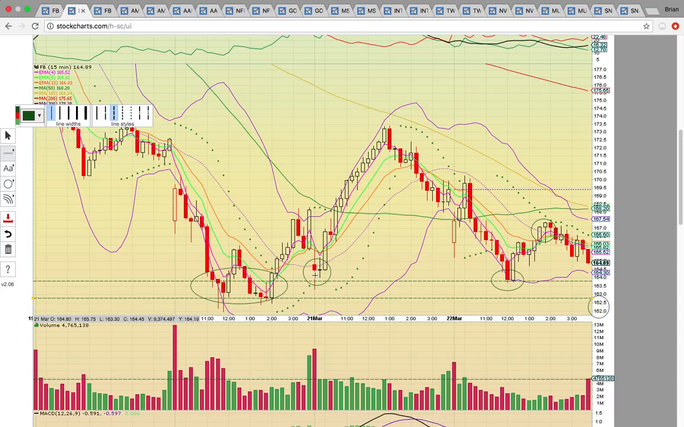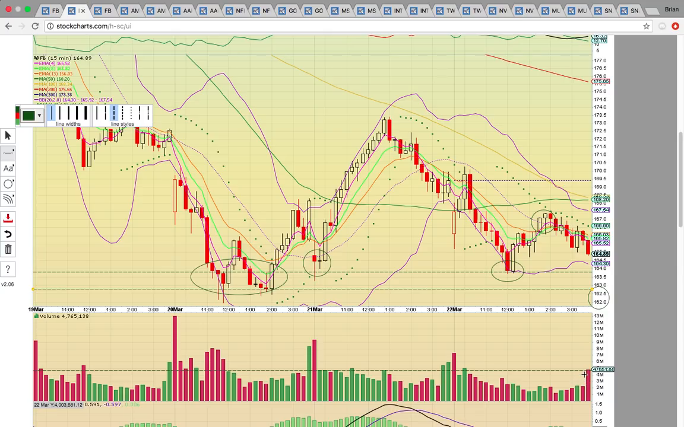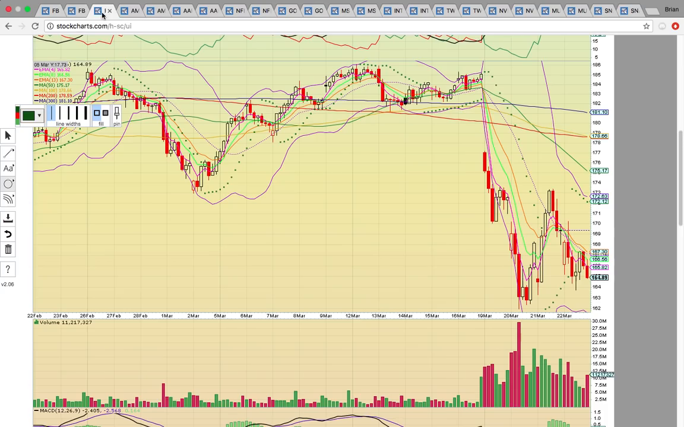It was trying to form a bottom here with the 21st, and now it looks like it's testing this level from the 20th. So if it drops down once again below 162, that's going to be a major red flag. There was a little volume spike on the close. The other technology stocks that I'll be showing you had larger volume spikes on the close.